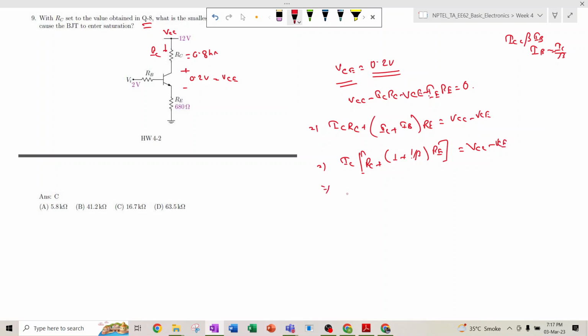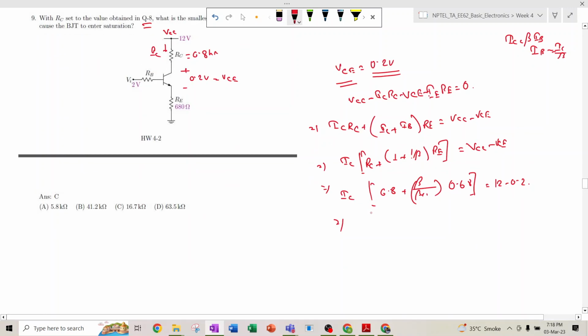So this IC is nothing but RC, which is 6.8, plus beta divided by beta plus 1, into RE, where RE is 0.68. And VCC minus VCE is 12 minus 0.2, right? So what is the smallest value of RB?